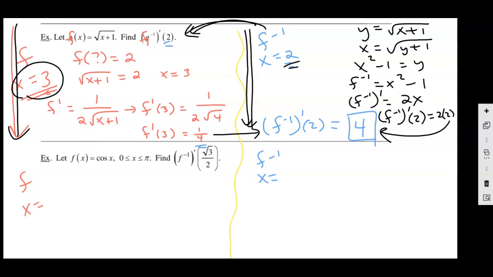Right? But sometimes, if you can find the inverse, you could just brute force it. But a lot of the times, that's not going to be possible. Right? But that process, finding the x value for the original, doing all the work for the original, and then taking the reciprocal to switch it back, it'll get you the same answer.